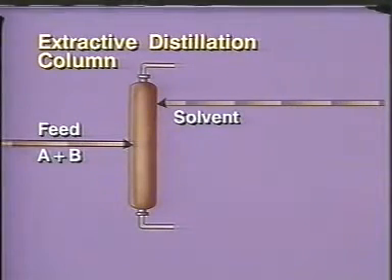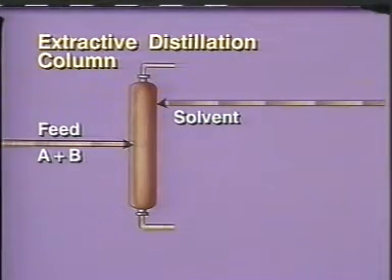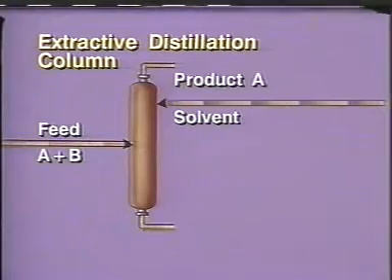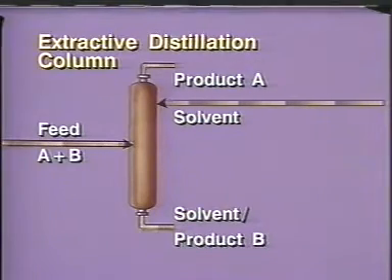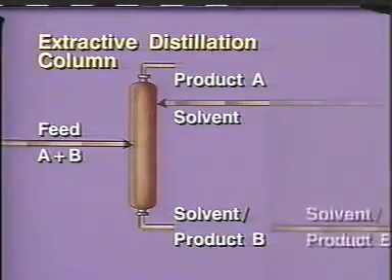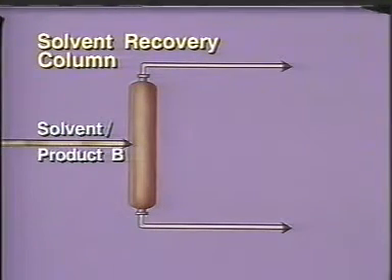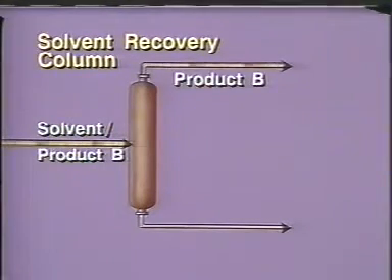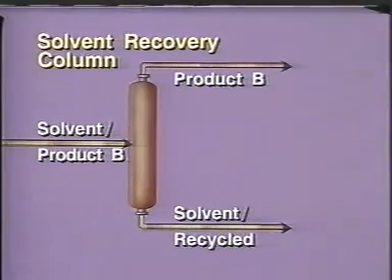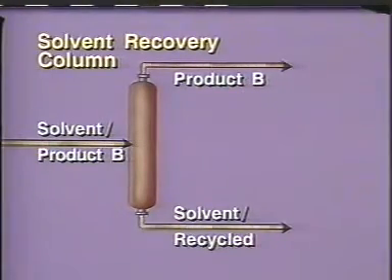As the solvent moves down the tower, it attaches itself to one of the components in the feed and carries it to the bottom of the tower. The component not absorbed by the solvent, in this case product A, is removed at the top of the tower. The solvent and product B are removed at the bottom of the column and are then sent to a second tower for separation. The second tower, called a solvent recovery column, separates the absorbed component from the solvent by normal distillation. The product is taken off the top of this column and the solvent is recycled back to the first column to continue the separation process.